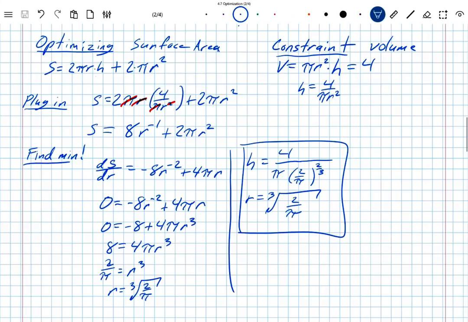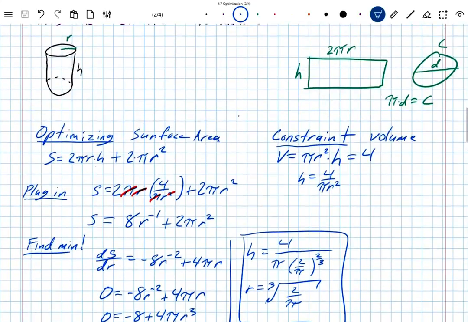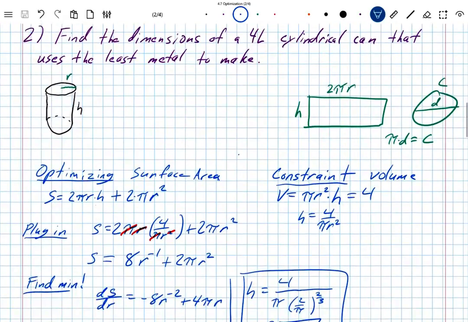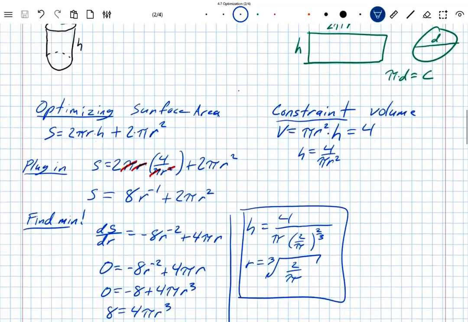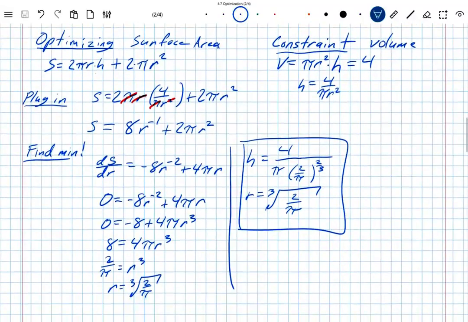There's one more thing I want to say about this after we just talk about the steps again. We made sure we understood it. We drew a picture, which gave us a model. We found what we're optimizing and what was our constraint. We used that constraint to get rid of one of our variables, and then it was just a calculus problem of taking the derivative, setting it equal to 0.